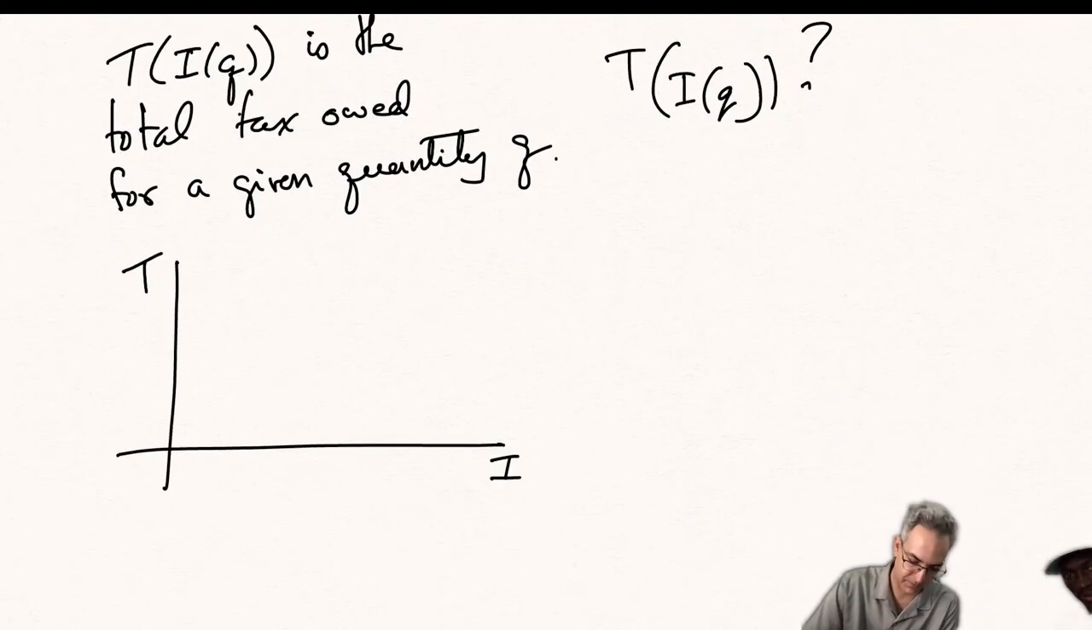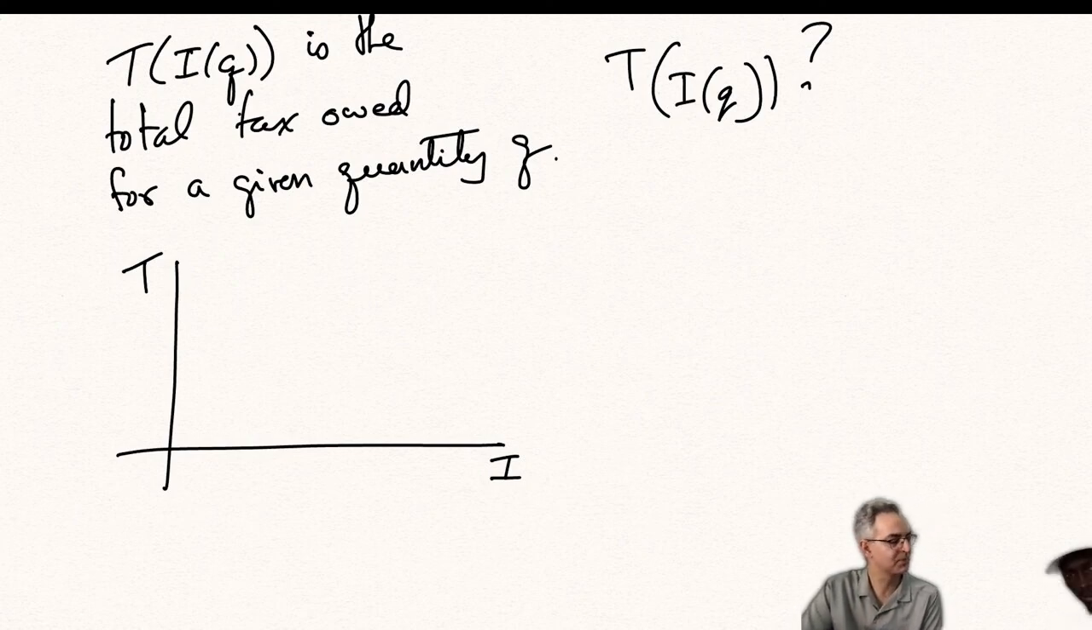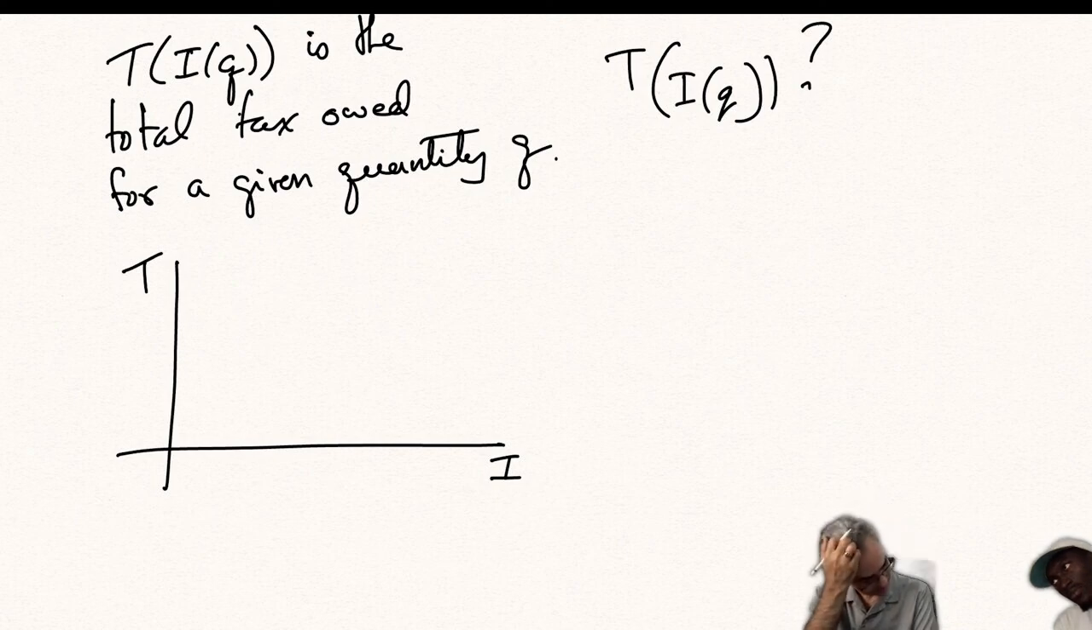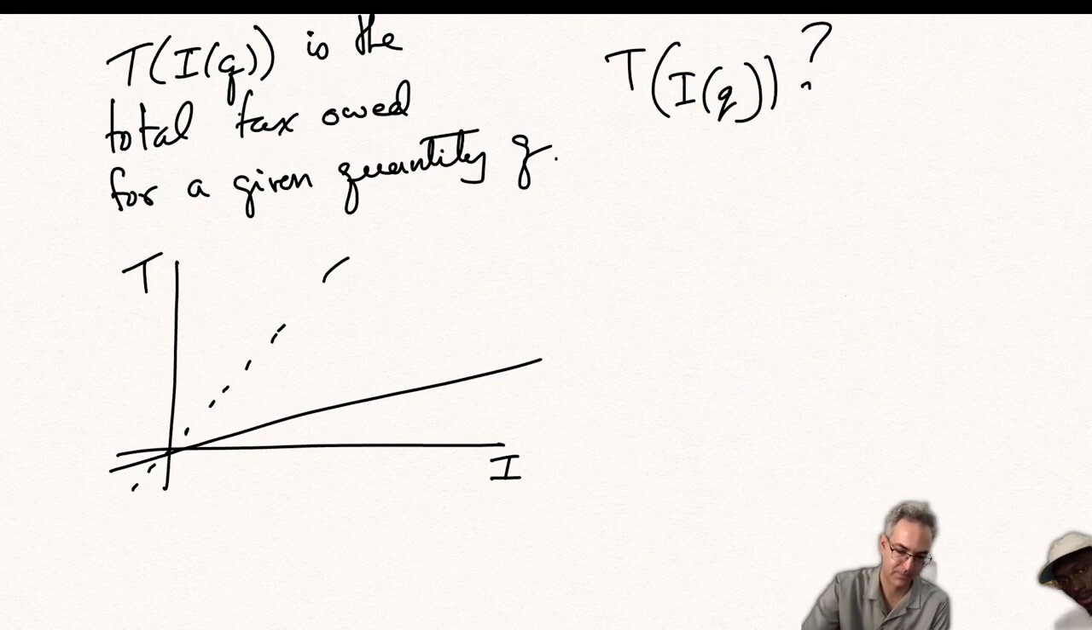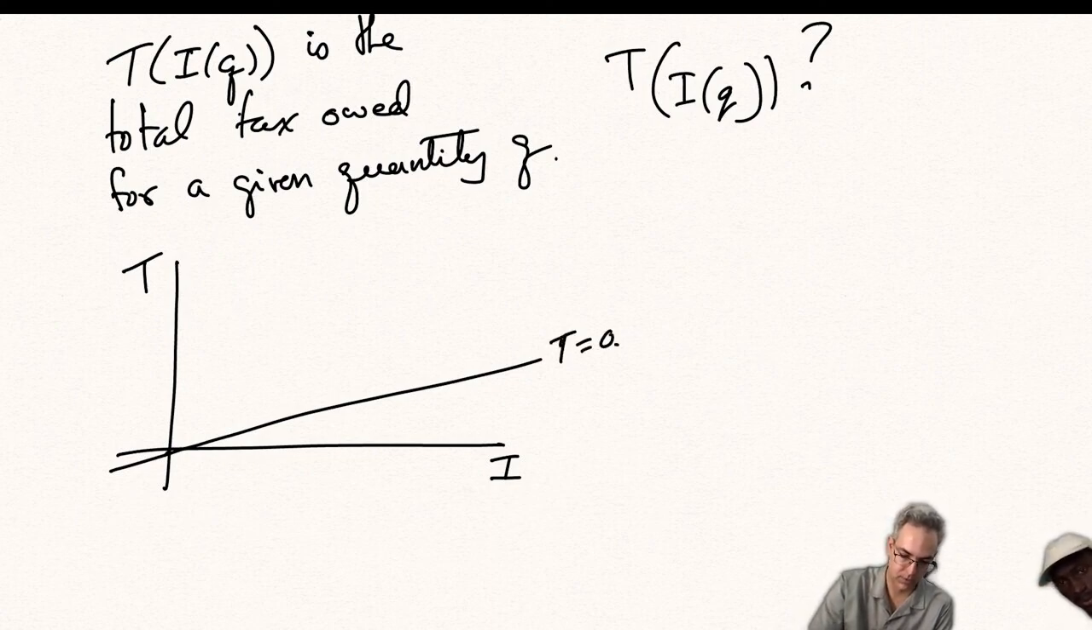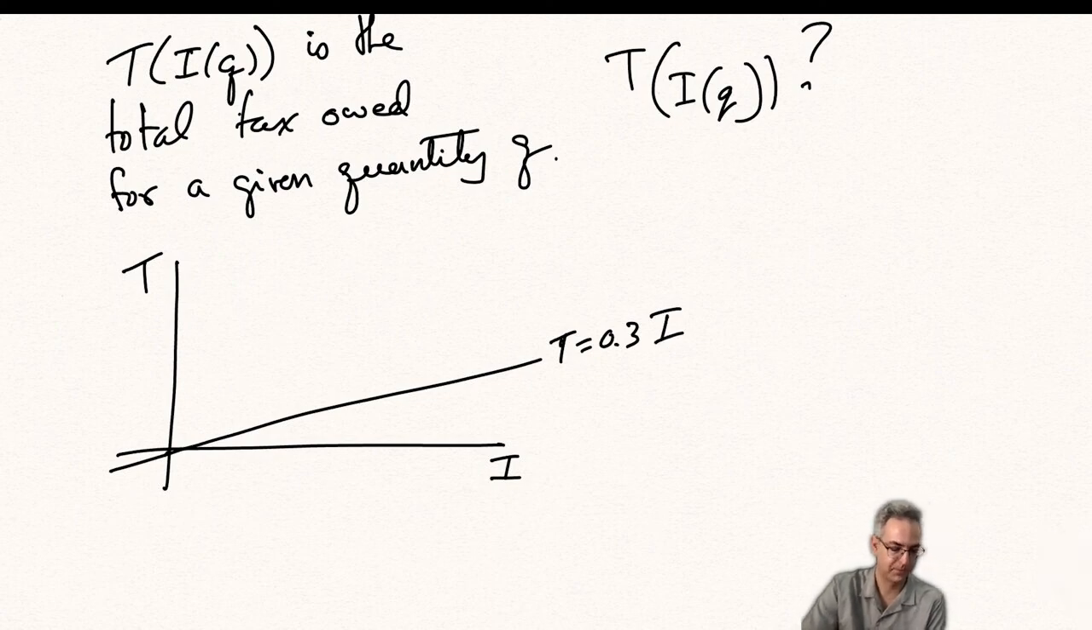0.3. Very good. So, is that a steep slope or a shallow slope? Is it bigger than 1 or less than 1? It's less than 1. And 1 is the 45-degree line, right? That's a slope of 1. So 0.3 would be something like that. Okay. So get rid of that. So this is t equals 0.3i.